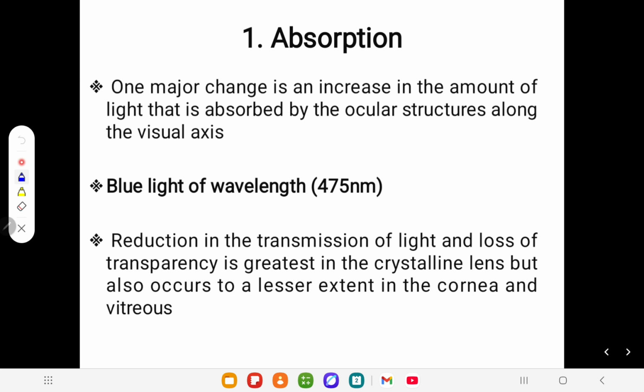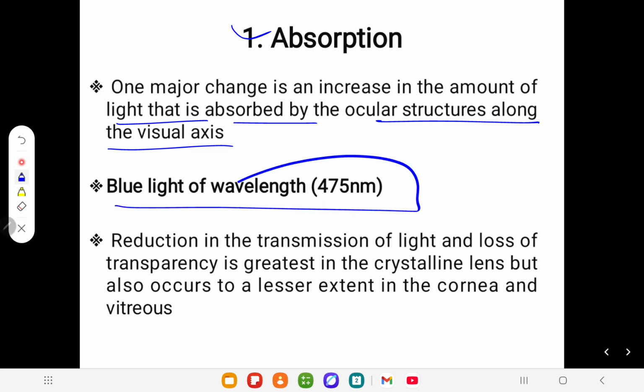So another point of optical senses is absorption. It's very common in older people. One of the major changes is the increased amount of light absorbed by the ocular structures along the visual axis. What are the major ocular structures that absorb light, especially shorter wavelength? It is definitely the crystalline lens. The cornea more or less doesn't change so much, but the lens, yes, obviously.